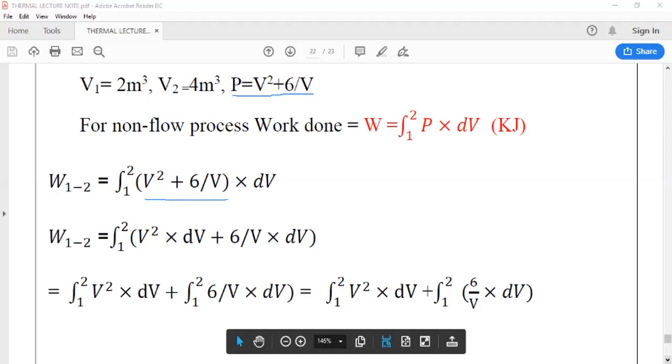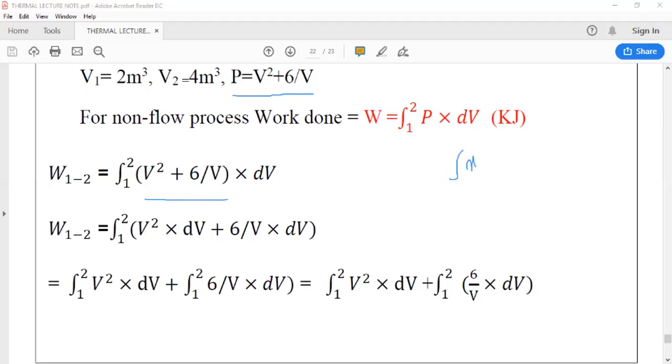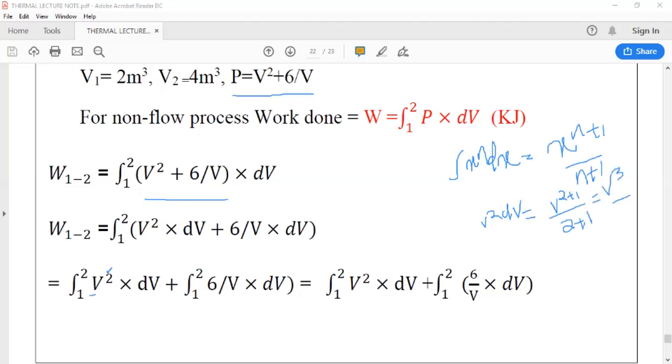What is the integration of x to the power n dx? Integration of x to the power n dx is equal to x to the power n plus 1 divided by n plus 1. So what is given here? In place of x, that is V, in place of n, that is 2. So what can I write? V square dV, in place of x that is V, n is 2, so V to the power 2 plus 1 divided by 2 plus 1. So I can write this as V cube divided by 3, this is the integration of V square dV. Clear?